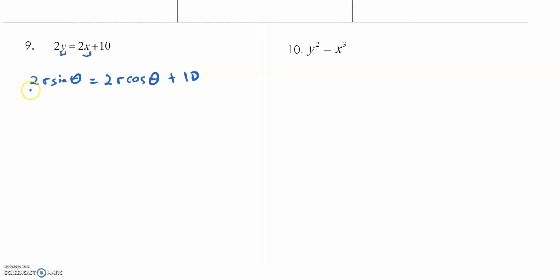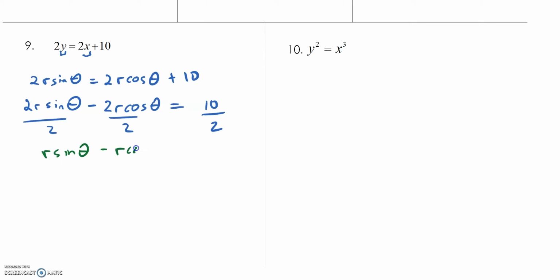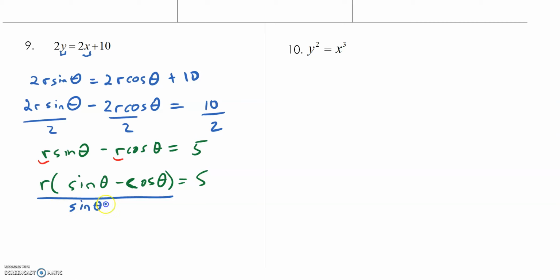So what I can see here is that there's an r in both of these terms. So I get them on the same side of the equation by going 2r sine of theta minus 2r cosine of theta, and that's going to equal the 10 that will be left on the right hand side. You can divide everything by 2, reduce it further. So you get r sine of theta minus r cosine of theta equals 5. Then I also have a common factor of r. So I can factor out r to get r times sine of theta minus cosine of theta equals 5. And then you can get r by itself by dividing by the sine of theta minus cosine of theta on both sides.